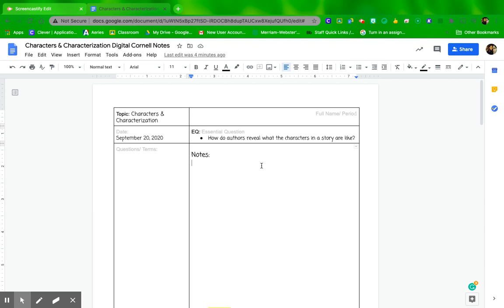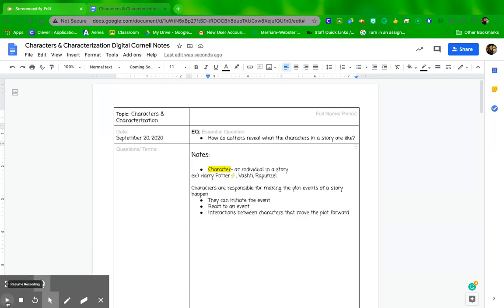In order to begin, we want to first define certain terms. We should define what a character is. A character is an individual in a story. This could be Harry Potter, Vashti from The Dot, or if we're thinking about the movie Tangled, Rapunzel.